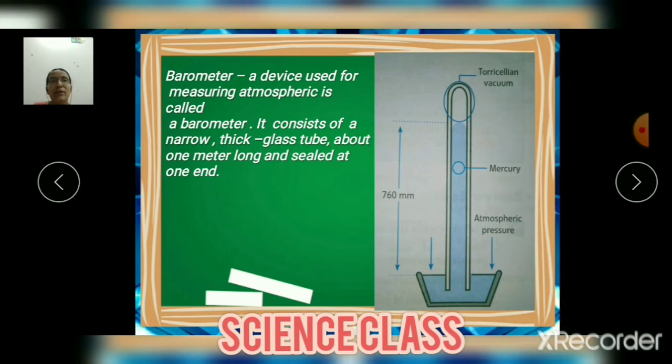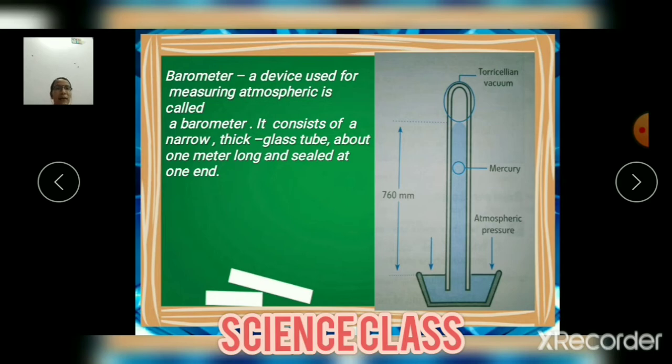So what will we do? We will fill the tube with mercury, hold the mouth of the tube, and then put it downwards like this. What happens? A little bit of mercury will fall, and after that it will become fixed. The level of mercury which is fixed at a particular height is known as 1 atmosphere.